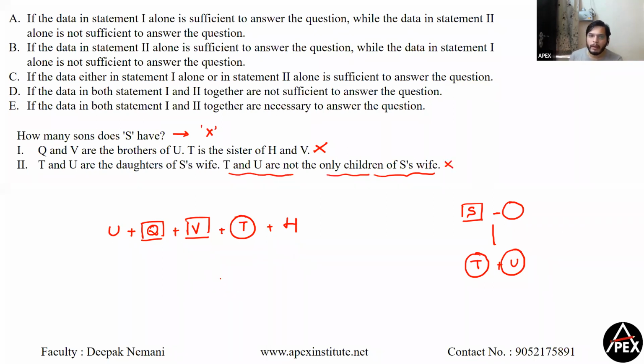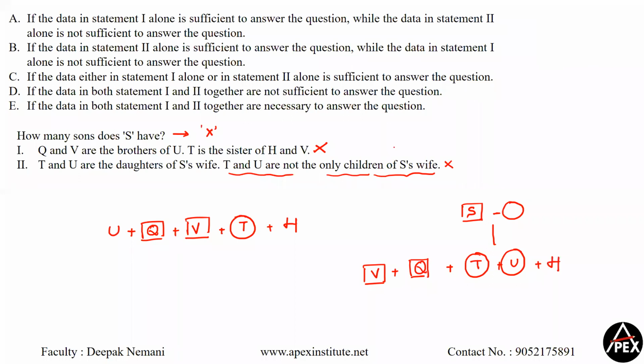Now if I combine one and two, we have U is female, then we have Q, then we have V, and then we have H. Now tell me, how many sons does S have? You don't know, you can't say. Three, how can you say? H can be male or H can be female. If H is male, S might have three sons, and if H is female, S might have two sons.